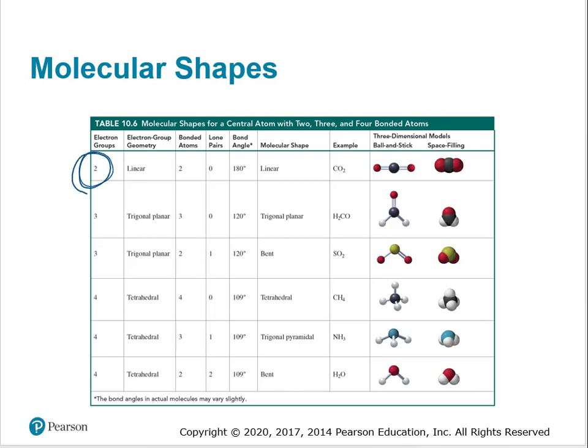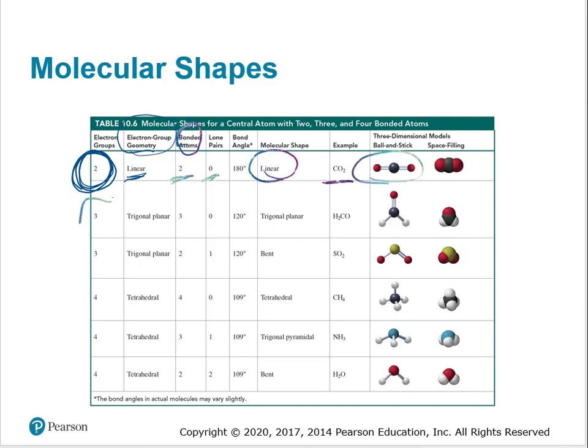If there are two things coming out of that central atom, its electron geometry is linear, and of those two things coming out of that central atom, if two of them were bonded atoms and there was no lone pairs, then we would have a linear shape as well. An example, CO2. We already looked at CO2.